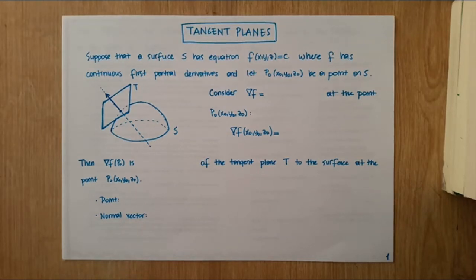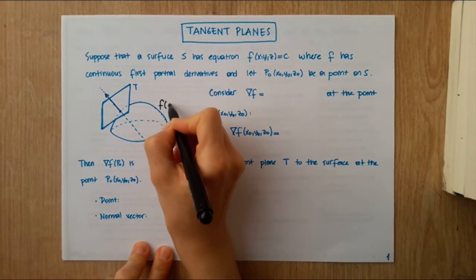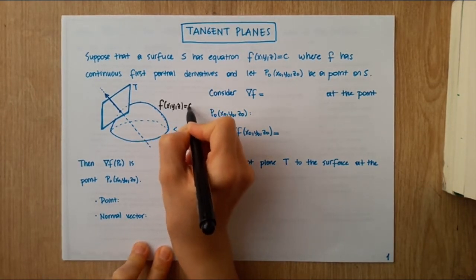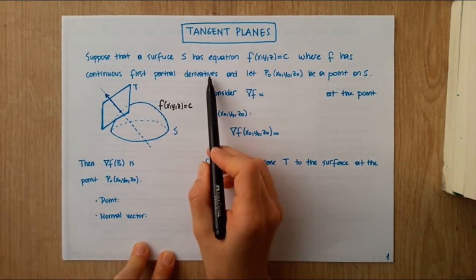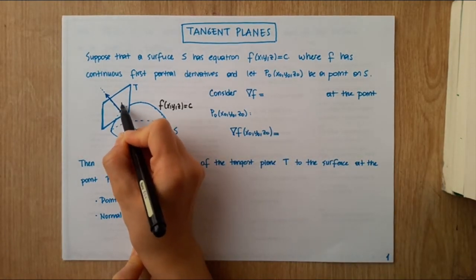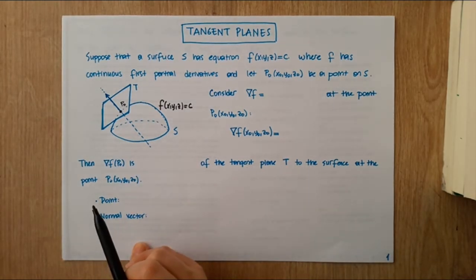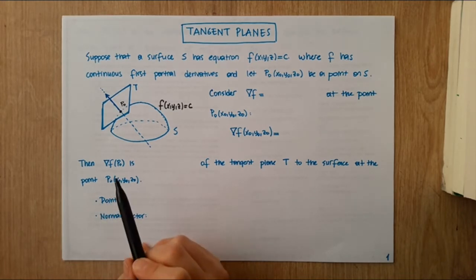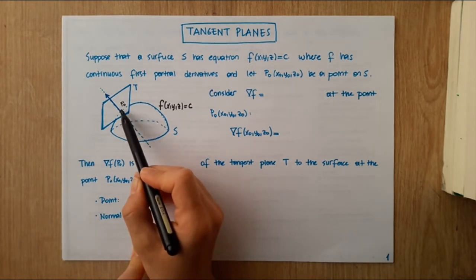Hello everybody. In this video I will talk about tangent planes. Suppose that we have a surface S, such a surface, and this surface has equation f of x, y, z equals c. Okay. And this f here has continuous first partial derivatives, and let p0 be a point on this surface. This point p0, x0, y0, z0 is a point on this surface. And now we want to find the tangent plane of this surface at point p0.